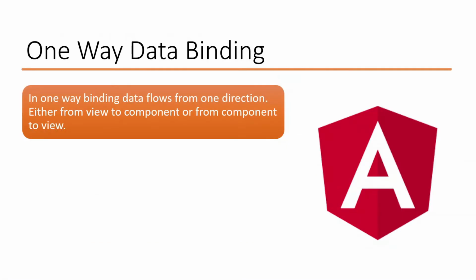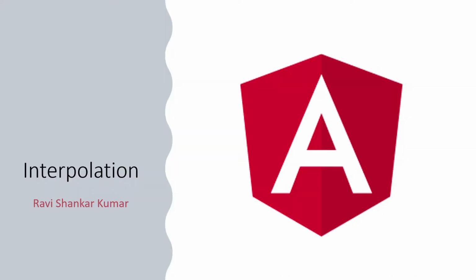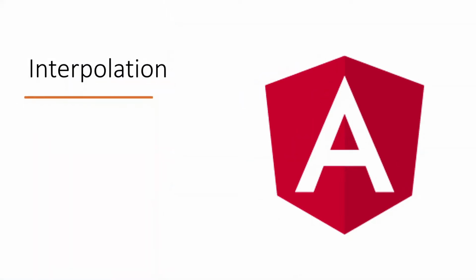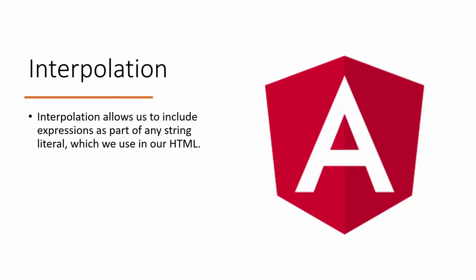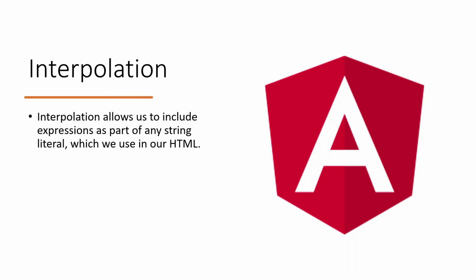In one-way data binding, data flows in one direction, either from view to component or from component to view. To bind data from component to view, we make use of interpolation. Now, we will see what interpolation is. Interpolation allows us to include expressions as part of any string literal which we use in our HTML. So now we know what interpolation is by definition. Now let's get back to VS Code and see how we can implement it.